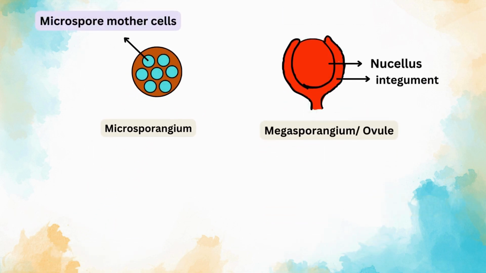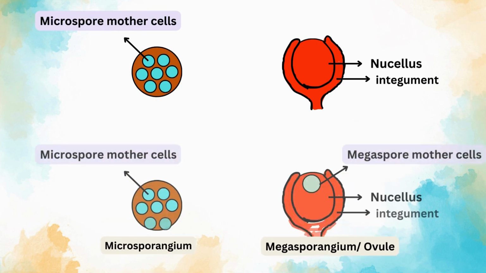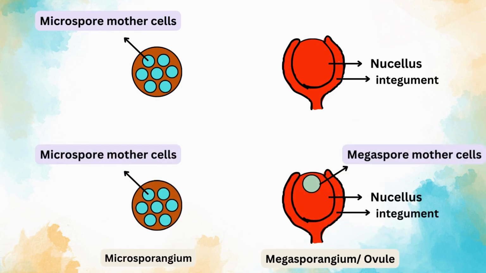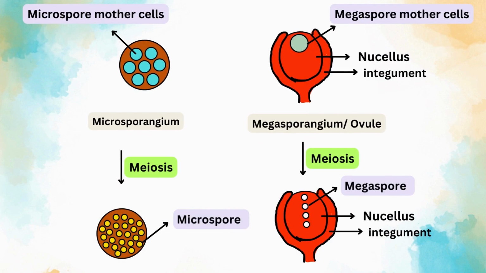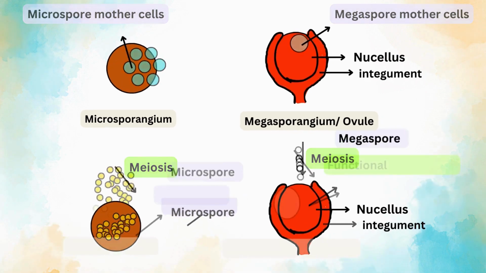Microsporangium will bear the microspore mother cell. Similarly, in megasporangium, inner to the integument, there is a nucellus tissue. One cell of the nucellus tissue gets differentiated and forms the megaspore mother cell. Now meiosis will take place. When microspore mother cell undergoes meiosis, it will produce the haploid microspore. When megaspore mother cell undergoes meiosis, it will produce the 4 haploid megaspores.